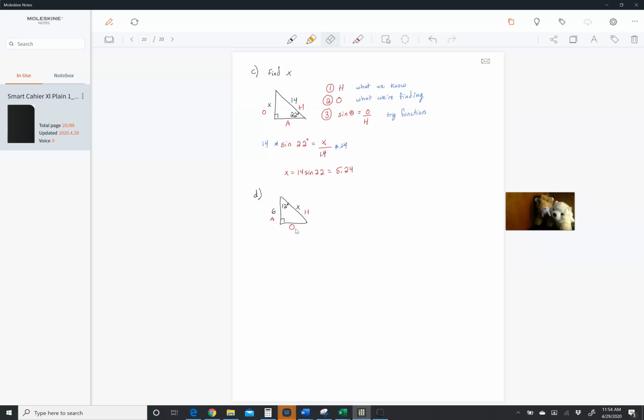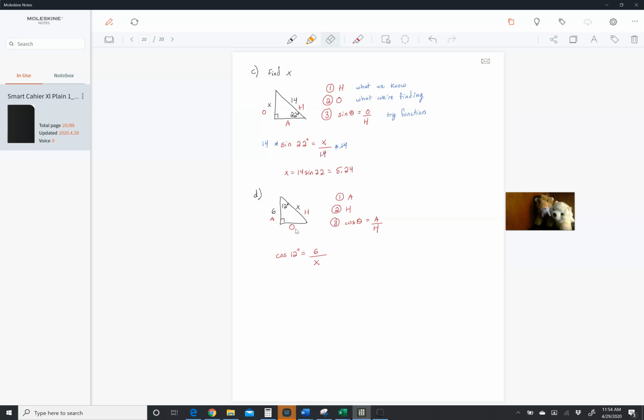So we go through our 3 questions. What do we know? Here we know our adjacent. What are we trying to find? Well, our x is our hypotenuse. Which trig function? Cosine. Cosine is adjacent over hypotenuse. Okay, let's plug in. Cosine of 12 degrees is, this time we know the adjacent. So the top is 6 and the bottom is x.